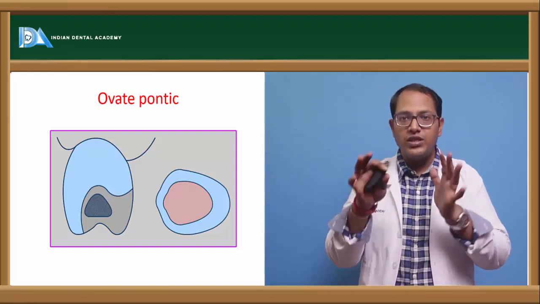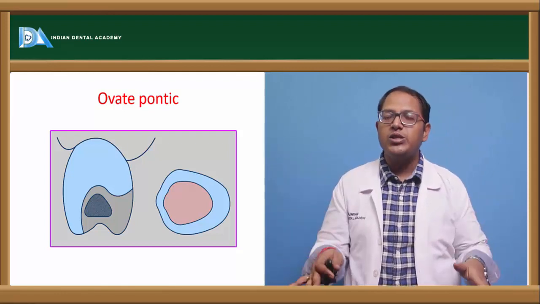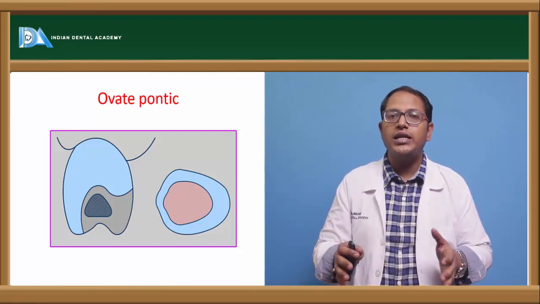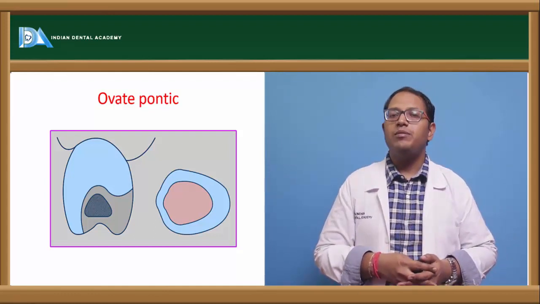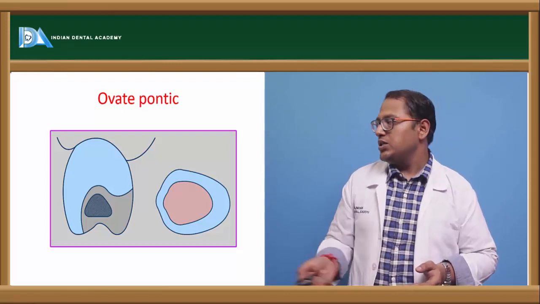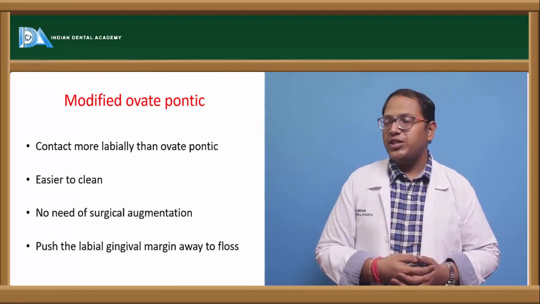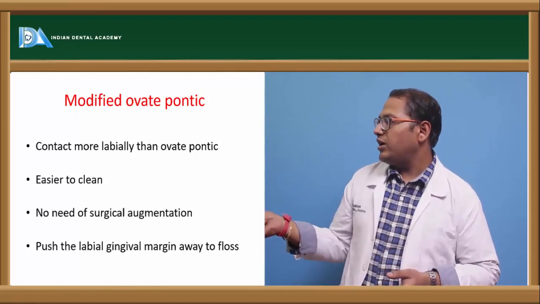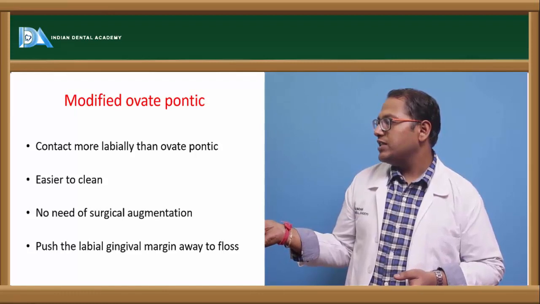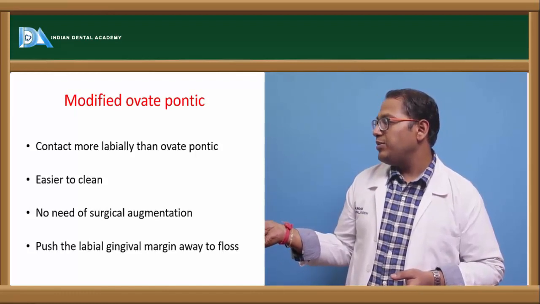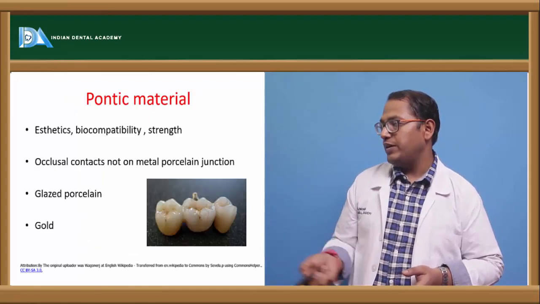We are not allowing the ridge to sink down or the buccal and the lingual cortical plates to break off and get down. No, we are not wanting that. We want a proper shape of the gingiva in the place from where teeth has been extracted. So ovate Pontic was a choice for even ridge preservation. Modified ovate Pontic contacts more labially than ovate Pontic, is easier to clean, needs no surgical augmentation, and pushes the labial gingival margin away to floss. That was the different modified ovate Pontic.